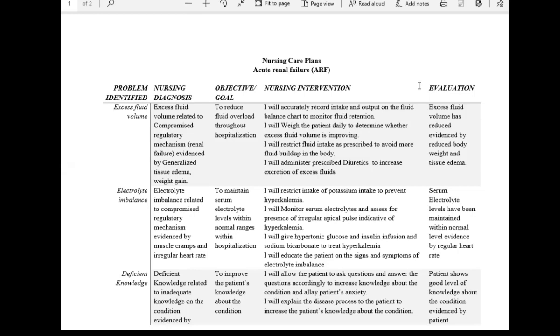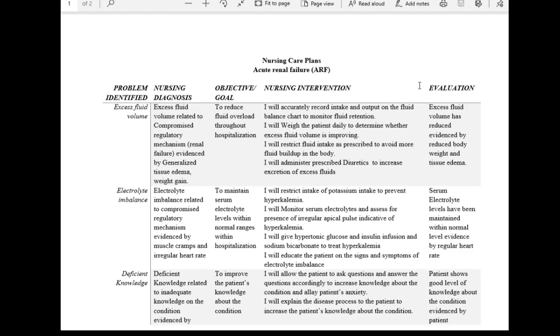So today we're going to look at nursing care plan for acute renal failure. We have looked at the nursing care plan for hypertension, then today we are going to look at the nursing care plan for acute renal failure. So we have identified 5 problems in our nursing care plan. So you can check out the pathophysiology for renal failure that we put out a couple of days ago.